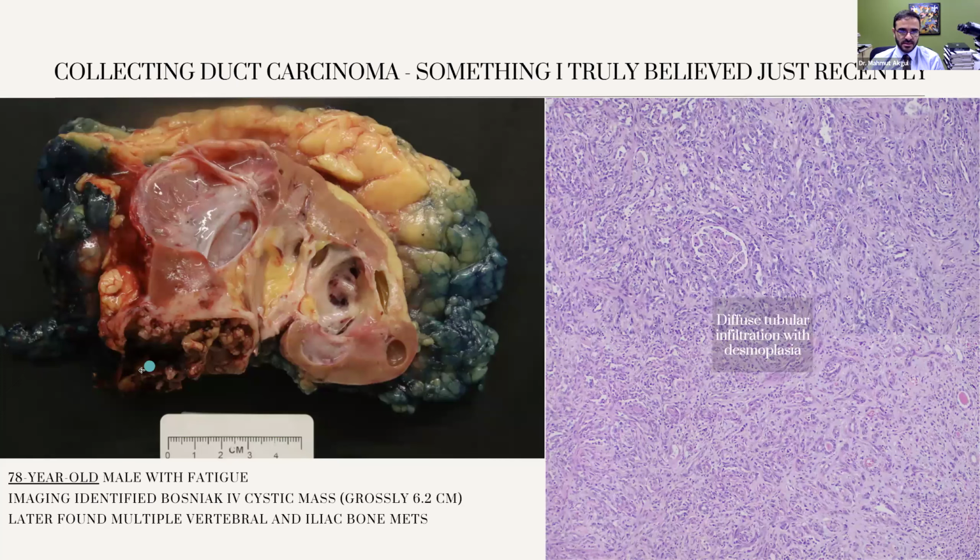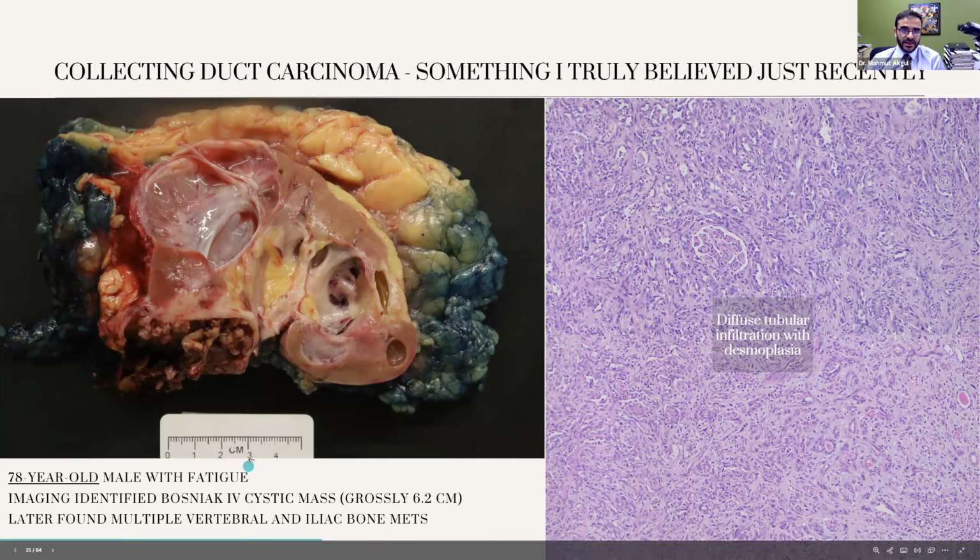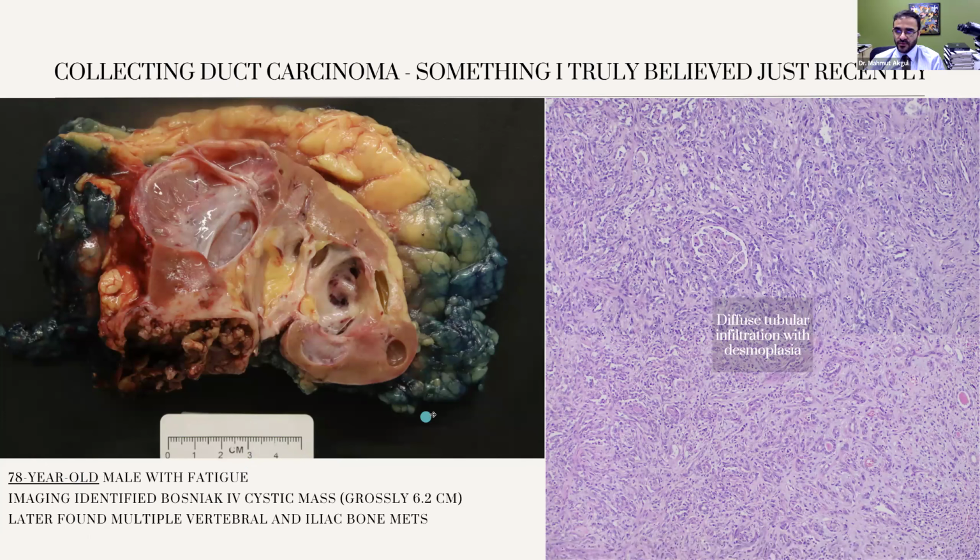I'm not going to show you examples of these papillary projections because they are somewhat similar to what we have in the infiltrative component. And again, the imaging showed this enhanced infiltration into the renal parenchyma. And you can see the microscopic features of this parenchymal lesion. And later, after the diagnosis, they found multiple vertebral and iliac bone metastases.